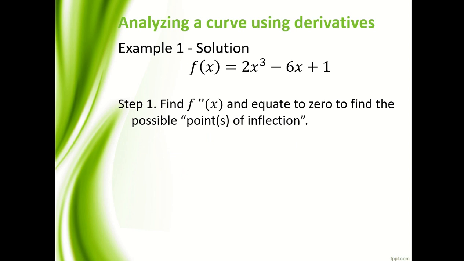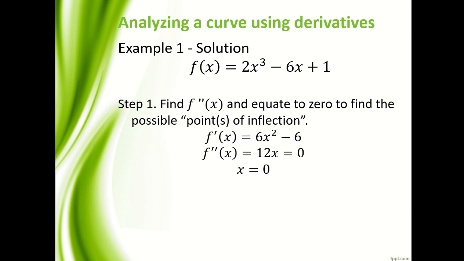Step number 1, we need to find the second derivative. Of course, before we can find the second derivative of the function, we have to pass through the first derivative. So we solve first the first derivative of this function. That is 6x squared minus 6. Now for the second derivative, simply 12x.